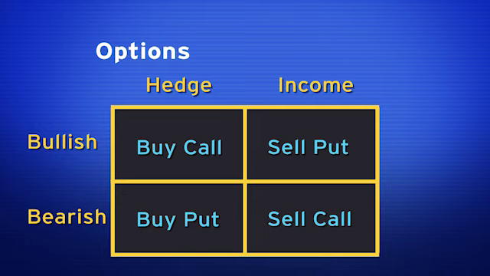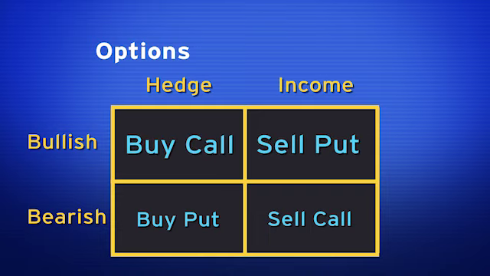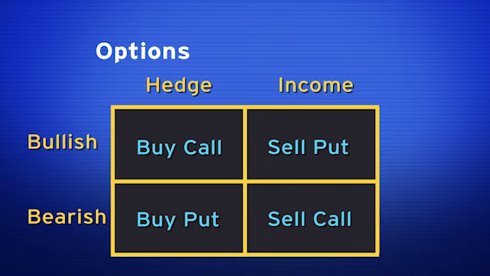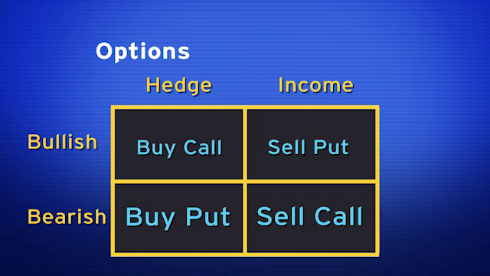So you see a question. You have a client who is bullish on ABC stock. What option strategies might you recommend? Well, buy a call if they want to hedge, or sell a put if they want to generate income. What if you see a question, a client is bearish and they want to generate income? What would they do? Sell a call. What if they want to hedge a position? What would they do? If they're bearish, they would buy a put.